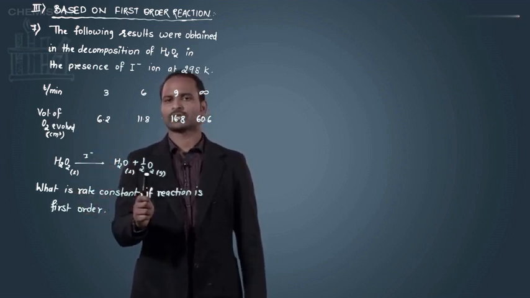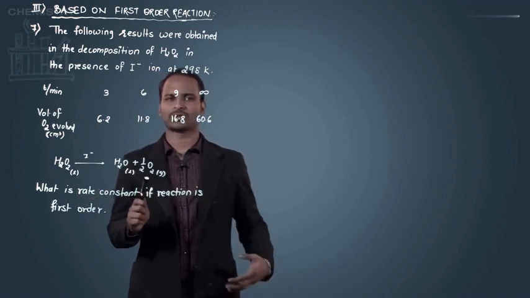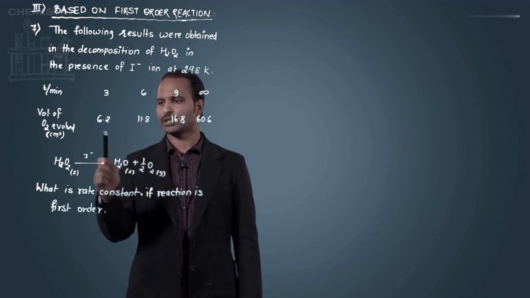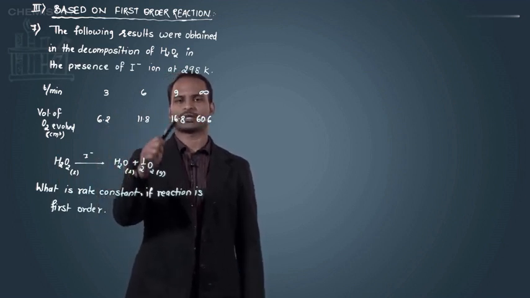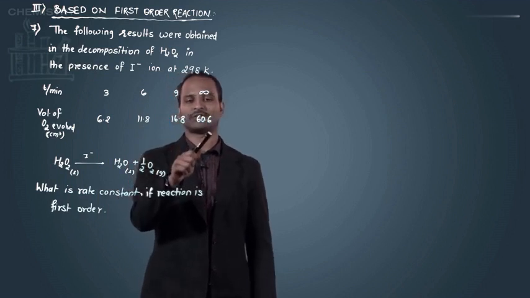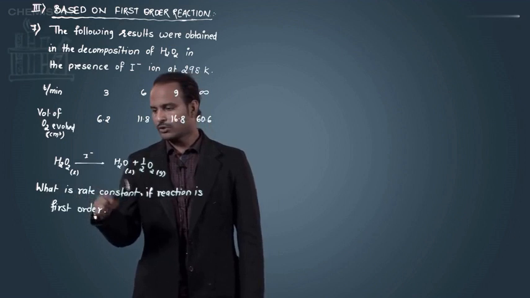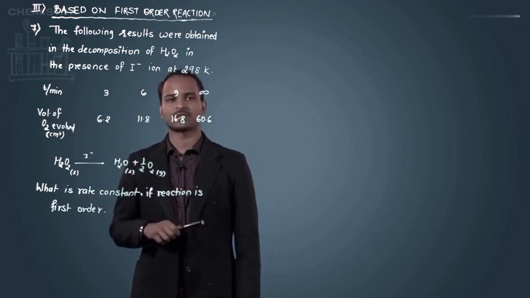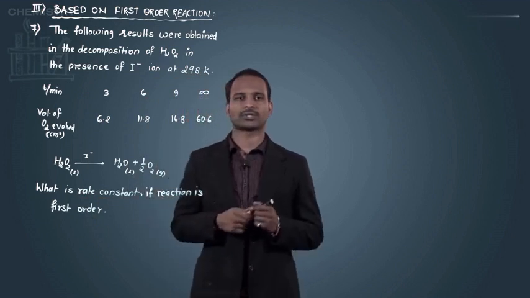During the reaction, the oxygen is formed, so its volume goes on increasing. So the volume of oxygen is 6.2 after 3 minutes, 11.8 after 6 minutes, 16.8 after 9 minutes, and after infinite time it is 60.6. So the question is, what is the rate constant if the reaction is a first order reaction? So we'll use the volume formula for calculating the rate constant here.